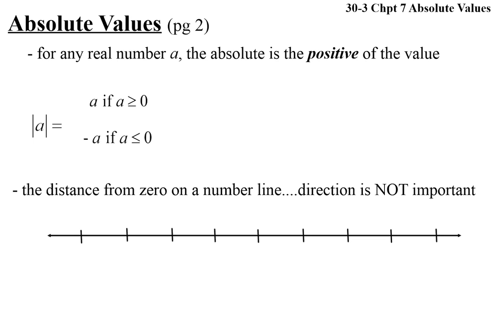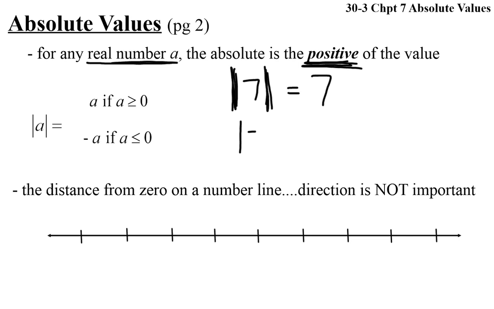Absolute values, page 2. The absolute value tells us that for any real number, which is what we deal with in high school, the absolute value is always the positive of the number. Doesn't matter if it's positive or negative, which seems kind of weird. We see absolutes in straight brackets. If I had the absolute value of positive 7, it is positive 7, because the absolute signs make everything positive.